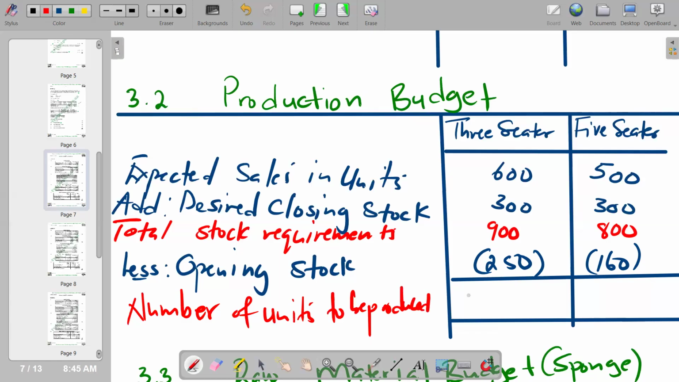For the number of units to be produced, we have 900 minus 250, and the answer is 650. Then 800 minus 160, and the answer is 640. So that's what we have on the production budget. The final figure on the production budget is the number of units to be produced.